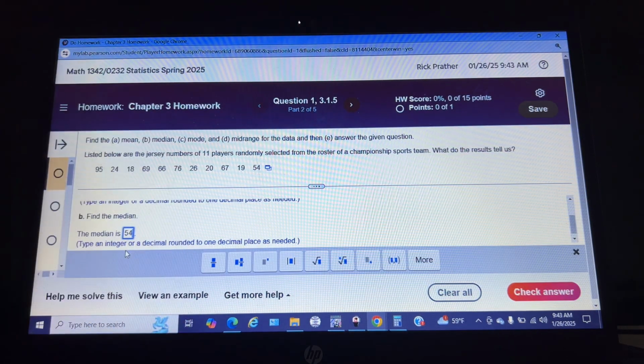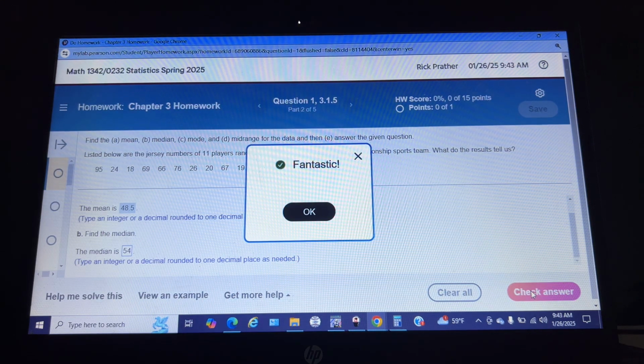If there were two in the middle, then you would average those two, add them up and divide by 2. So the median always works one way or the other. It's pretty easy to do. It just takes a little while if the data is kind of long, and then some people get tricked by not putting it in order.